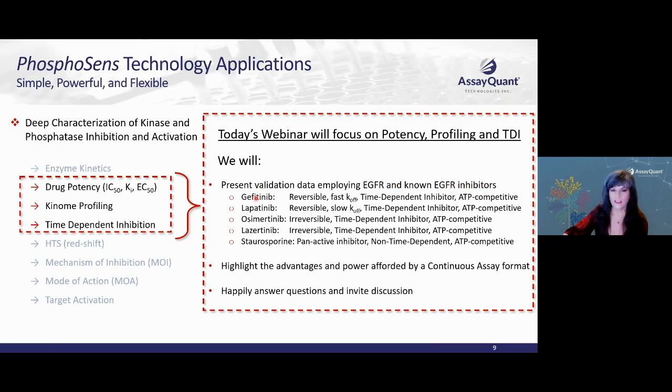So let me try to read these inhibitor names. I always have trouble reading these names. It's ironic since I work for a company that specializes in kinases, right? But anyway, here we go.